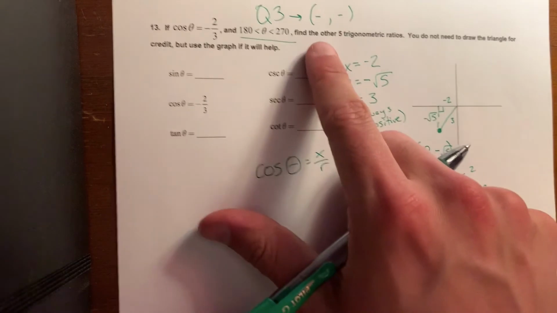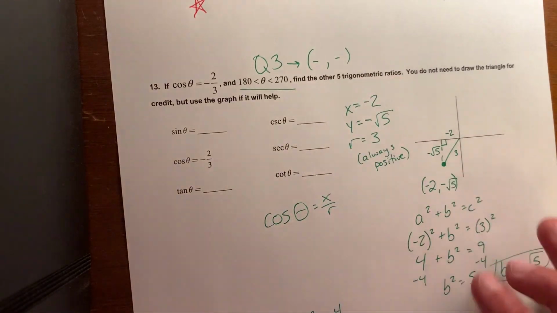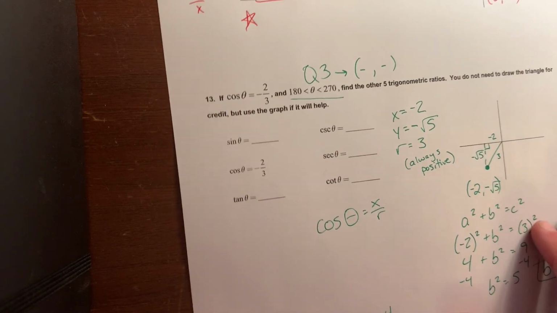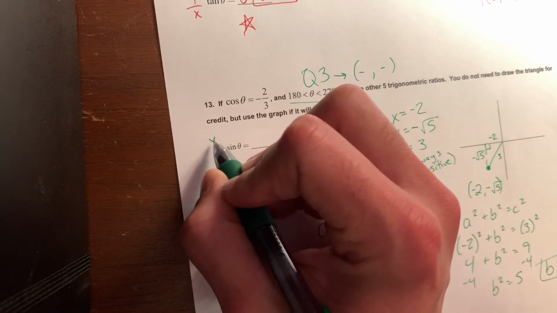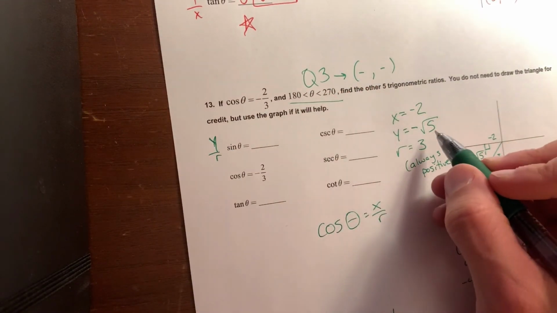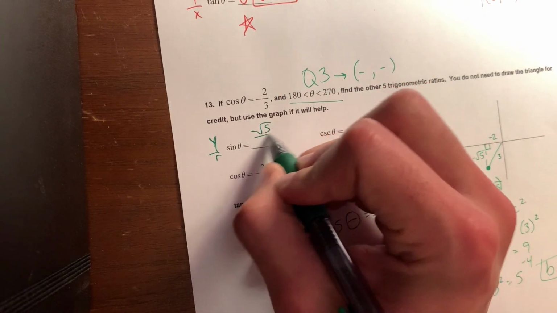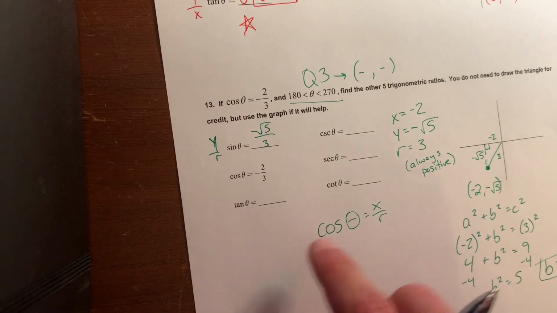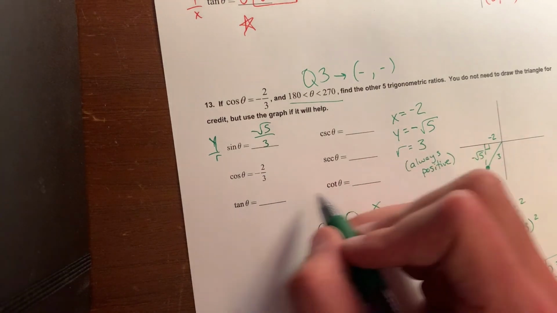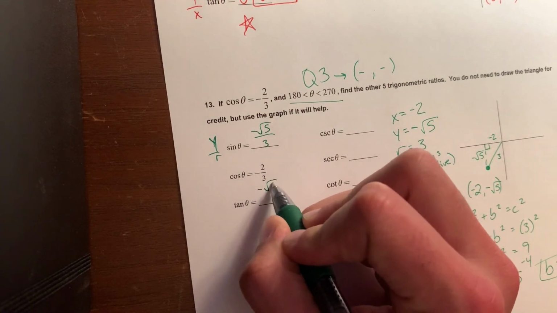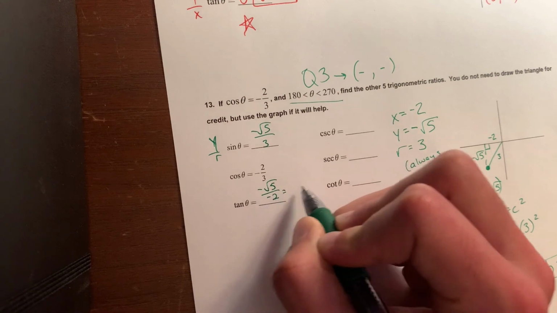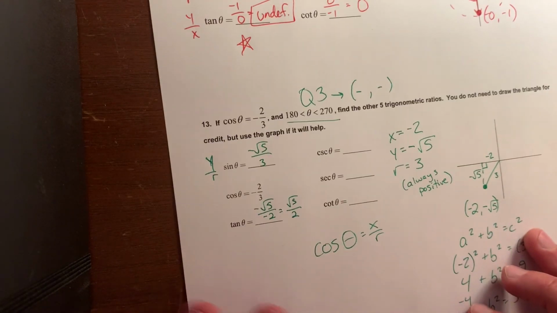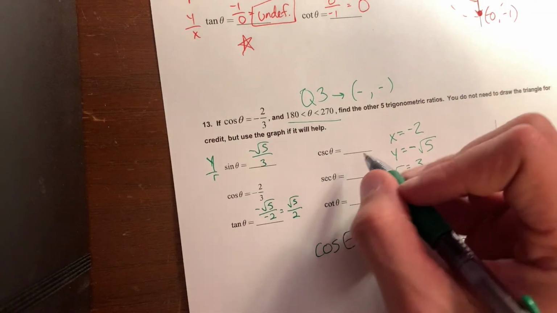And so, finishing this up, we can find the other 5 trig ratios now that I know all 3 values. So I can do, again, sine is y over r, so that would be negative square root of 5 over 3. Cosine is negative 2 over 3. Tangent is y over x, so negative square root of 5 over negative 2. Again, negative over negative is a positive, so that'll just be square root of 5 over 2. And then you flip them all around, finishing it out.